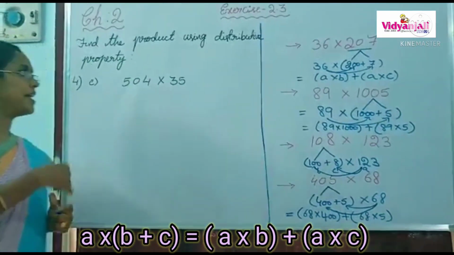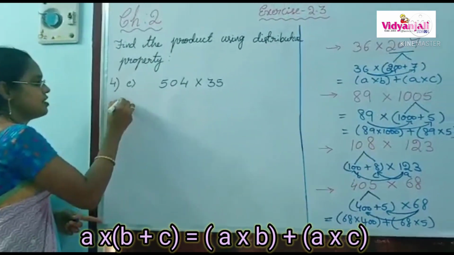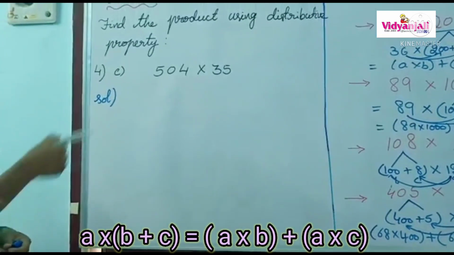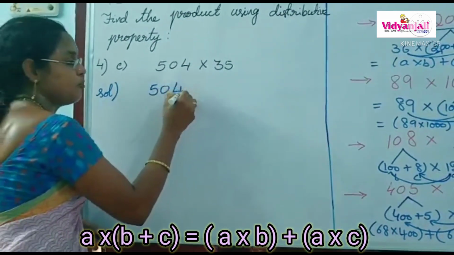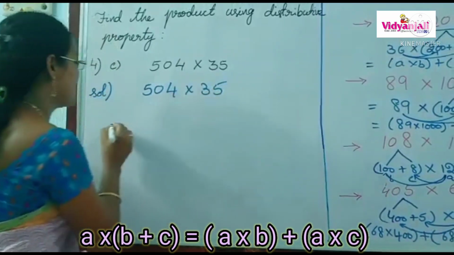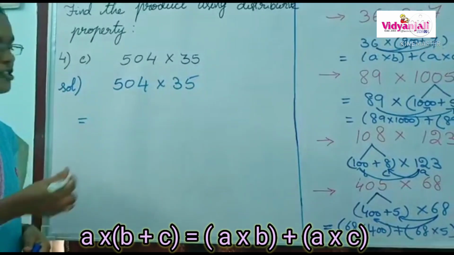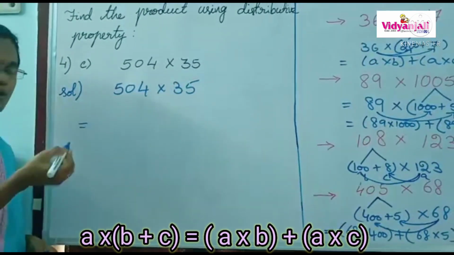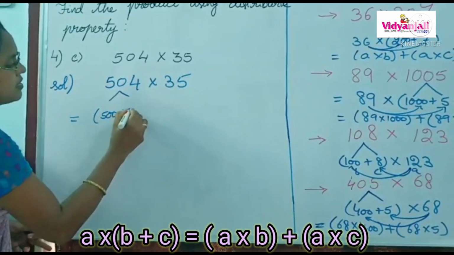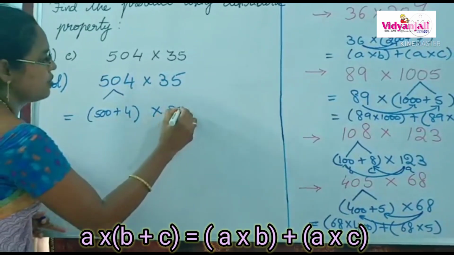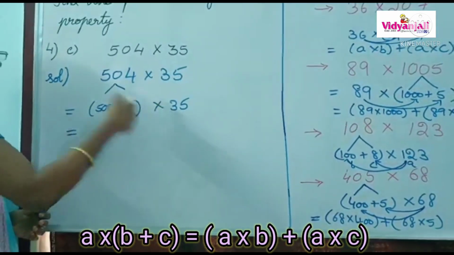Now let us come back to the actual question of exercise 2.3, fourth, Roman E. Okay children. So we have the question 504 into 35. We have to apply the distributive property only to find the product. Tell me children, which number is easy to split? I hope you understood. 504 is very easy to split. How can we split it? Yes, 500 plus 4, into 35. Very good.